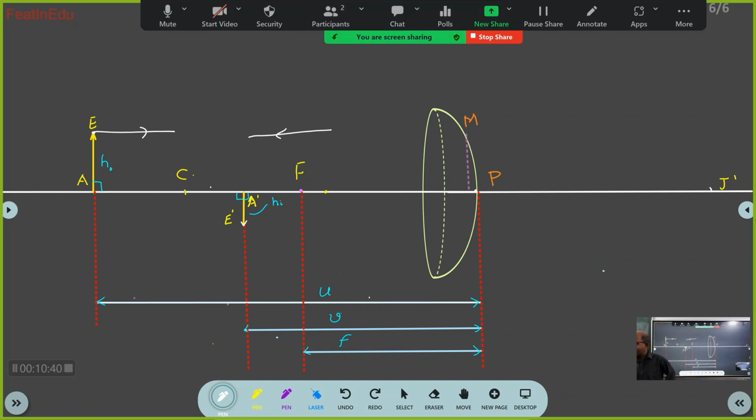Ha! This is the lesson. Image and object are moving on particular rules. So, therefore, you will measure the distance of the object or the image from the pole of the mirror.